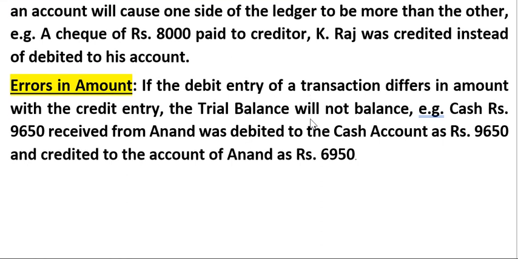Next, error in amount. If debit entry of transaction differ in the amount of credit entry, means instead of omitting both sides, यानी आपने डबल मिस्टेक करने के बजाय सिर्फ एक मिस्टेक किया, तो वो आपको ट्रायल बैलेंस में आ जाएगा. If the debit entry of transaction differ in the amount of credit entry, trial balance will not balance. For example, cash rupees 9,650 received from Anand was debited to cash account, correct, as 9,650 and credited to account of Anand 6,950. यानी ओनली एक एंट्री आपने सही किया, दूसरी एंट्री आपने गलत कर दिया. सो इस प्रकार से आपका ये ट्रायल बैलेंस में आ जाएगा.